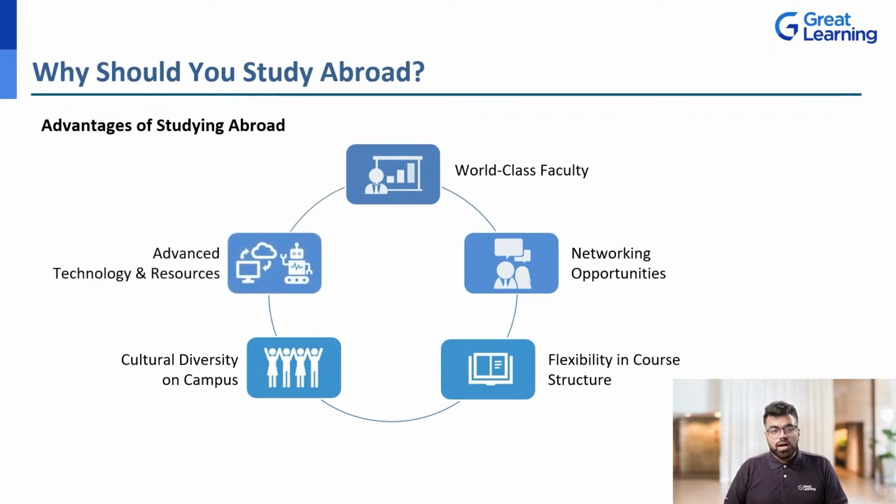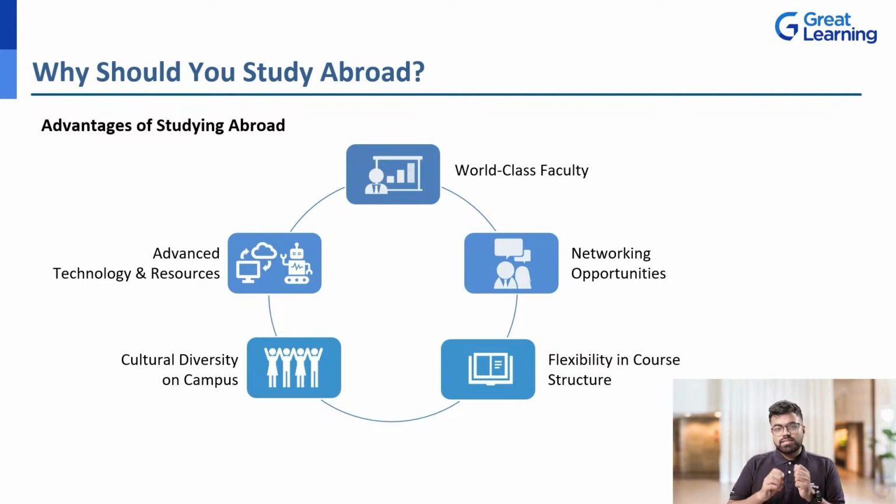Then comes the advanced technology and resources, right? That's also one of the most important aspects. If you're studying abroad, you would definitely have better resources to research or implement anything or find any innovations out there, right? You would have better access to technology. That's a proven fact. So that's why it's also important to consider these elements while you are studying abroad, right?